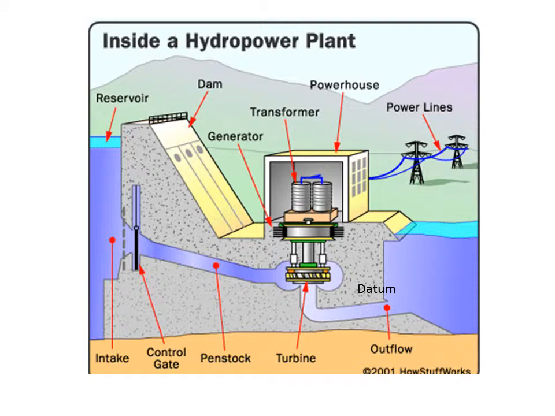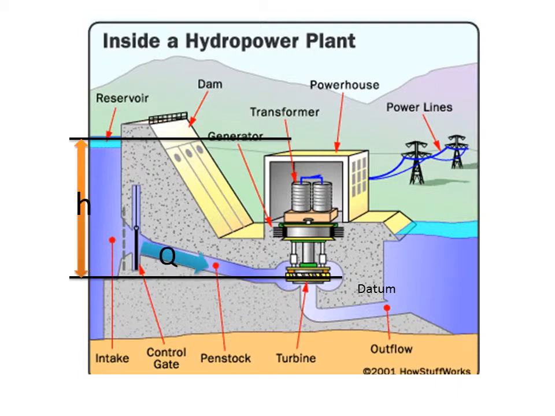Here is a cutaway of the dam, which we can use to visualize where these specifications apply. The height is measured from the turbine, where our datum is, to top of the reservoir. The Q value, or flow rate, goes through the center of the dam and is equal to 150 meters cubed per second.